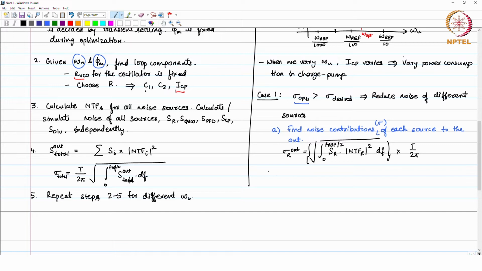Similarly, I am going to find, for all the components, sigma Vco to the output, sigma R to the output, and sigma charge pump to the output.